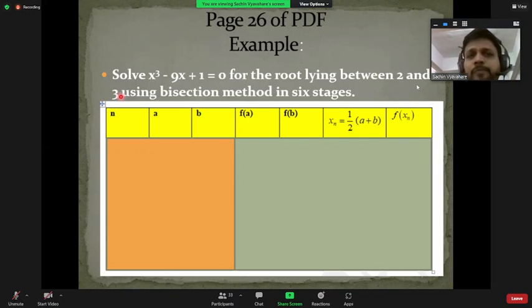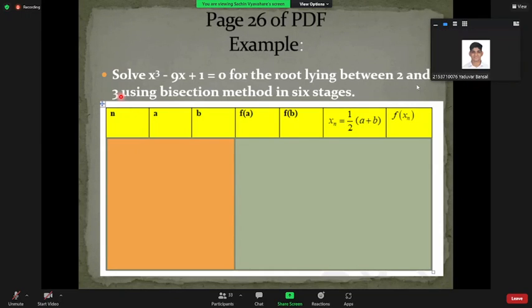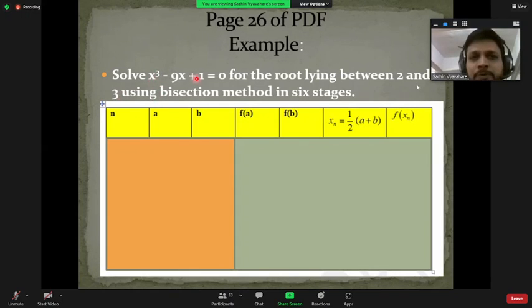If it is not given, what is our first important thing? We have to find a and b. We replace x by 0 and check that f of 0 is positive. Then we replace x by 1 and observe f of 1 is also positive. Then we replace x by 2. Probably then it becomes positive and f of 3 becomes negative. Something like that may happen, and then you will come to know that between 2 and 3 there is a root.